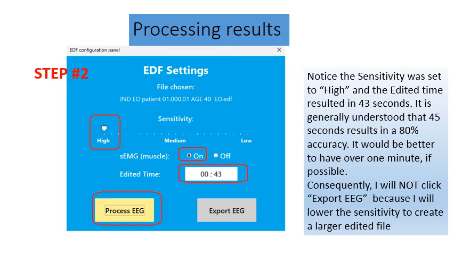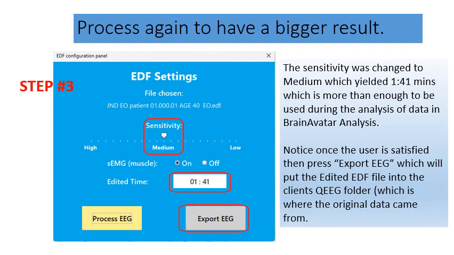No, it would not be bad. But in this case, I know there's a lot of good data in this file, and so I want to choose a lower sensitivity and get a bigger file. So in my third step, I adjusted my sensitivity to medium. I've left the EMG detector on, and now when I clicked process, you have to click process, it resulted in 1 minute and 41 seconds. Now that file is definitely large enough to produce an accurate result. So now I click Export EEG.